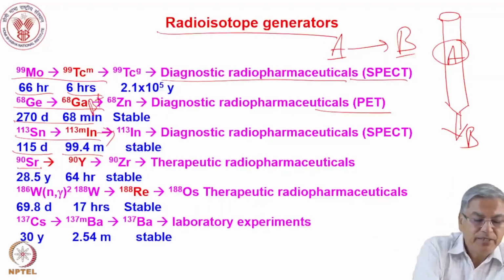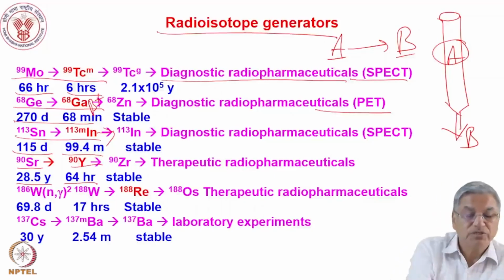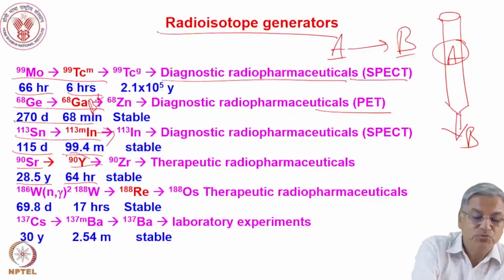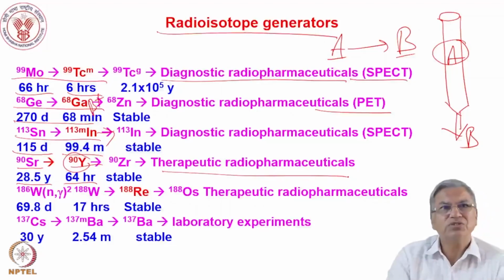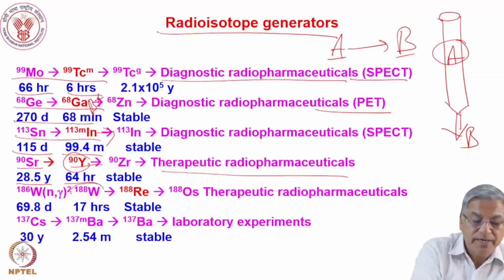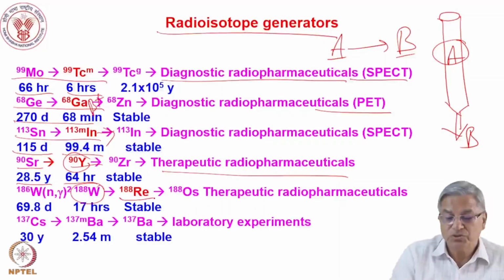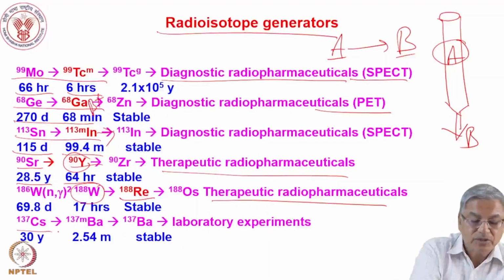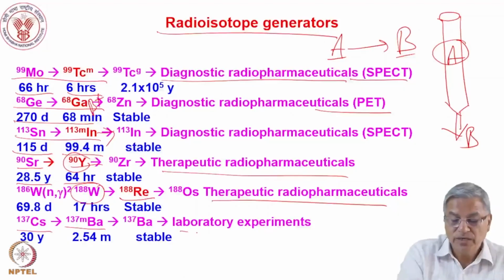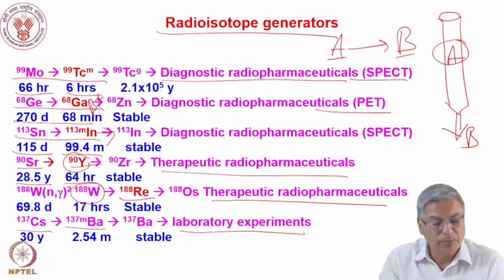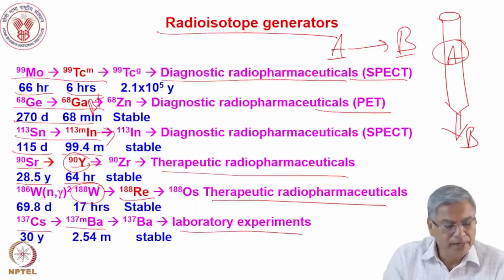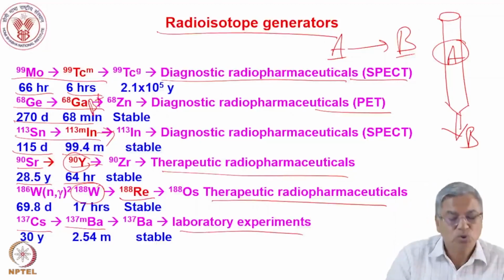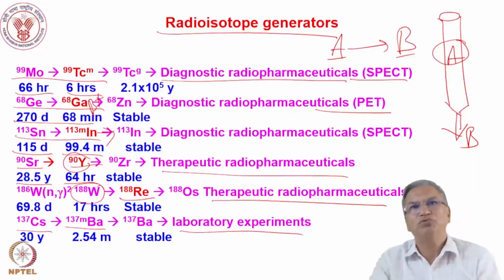Strontium-90, 28 years, yttrium-90, 64 hours. And so this is again another pair where yttrium-90 is used in therapeutic radiopharmaceuticals. Tungsten-188 decaying to rhenium-188, which is used in therapeutic radiopharmaceuticals. And cesium-137, barium-137 used in laboratory experiments for gamma ray half-life determination. And in many applications you will find cesium-137 is also used in blood irradiators. So these are another way of producing.